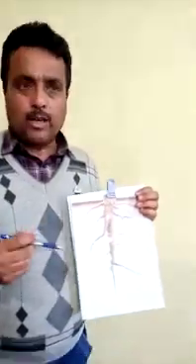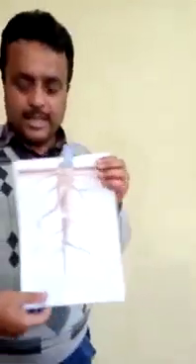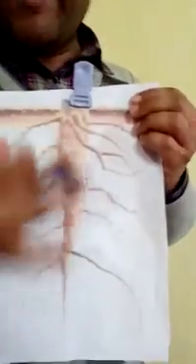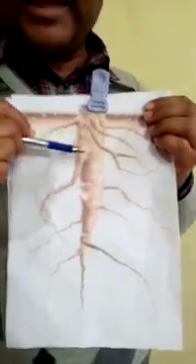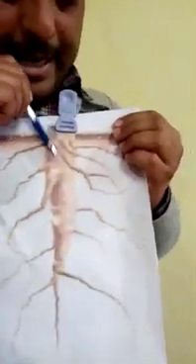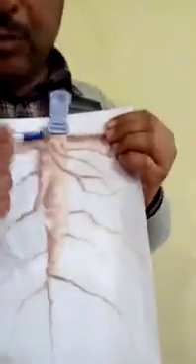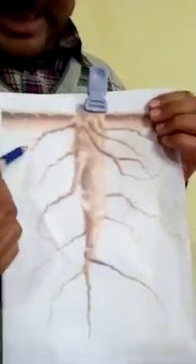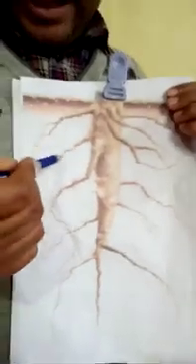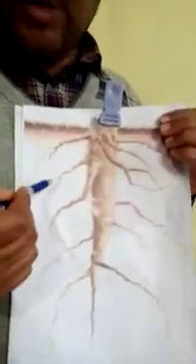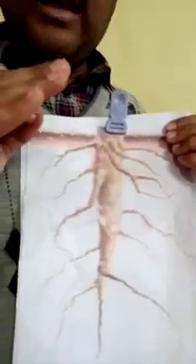Now we have two main types of roots. First one is the taproot. This is the diagram of a typical taproot. This root arises from the radicle of the seed and it tapers downwards. This is the primary root. From this primary root, branches arise which are called secondary roots. These secondary roots give rise to the tertiary roots, and from those tertiary roots, finer rootlets are formed.